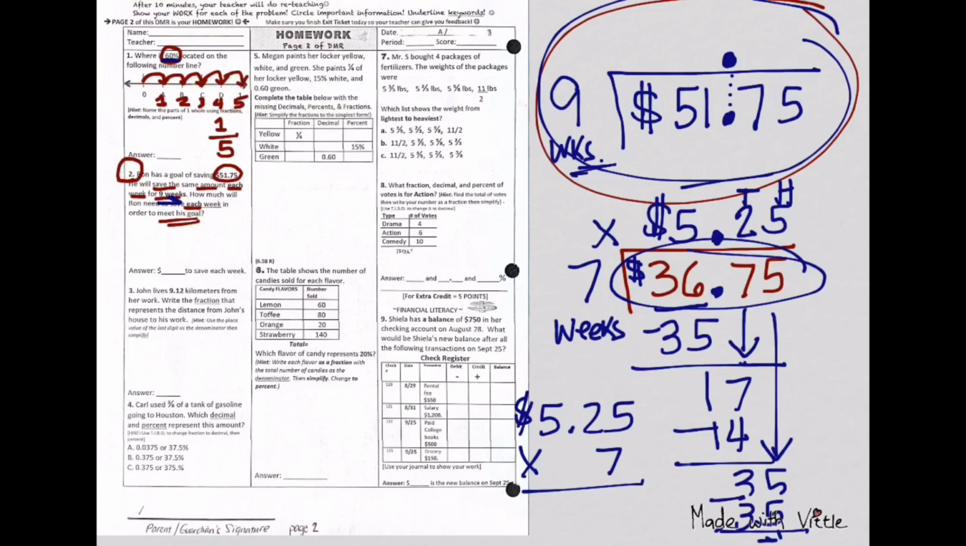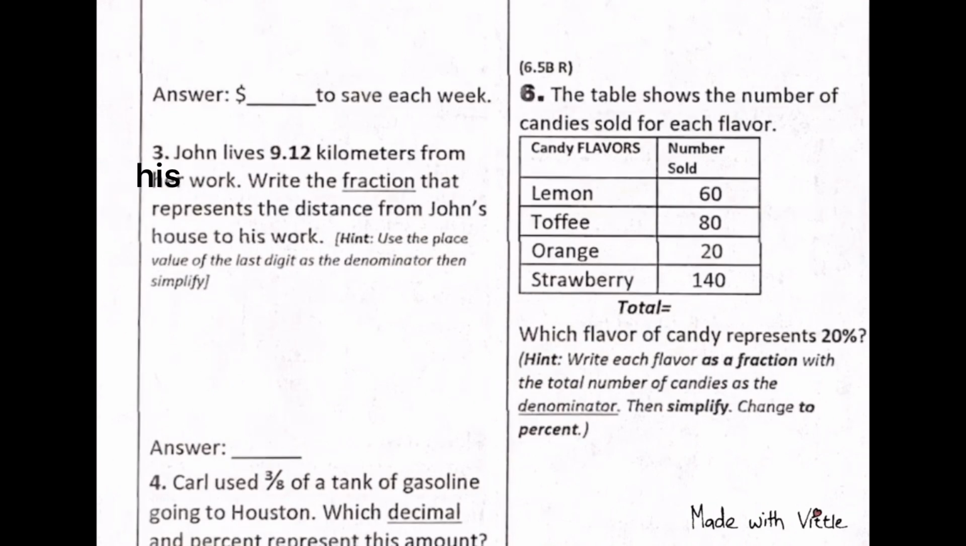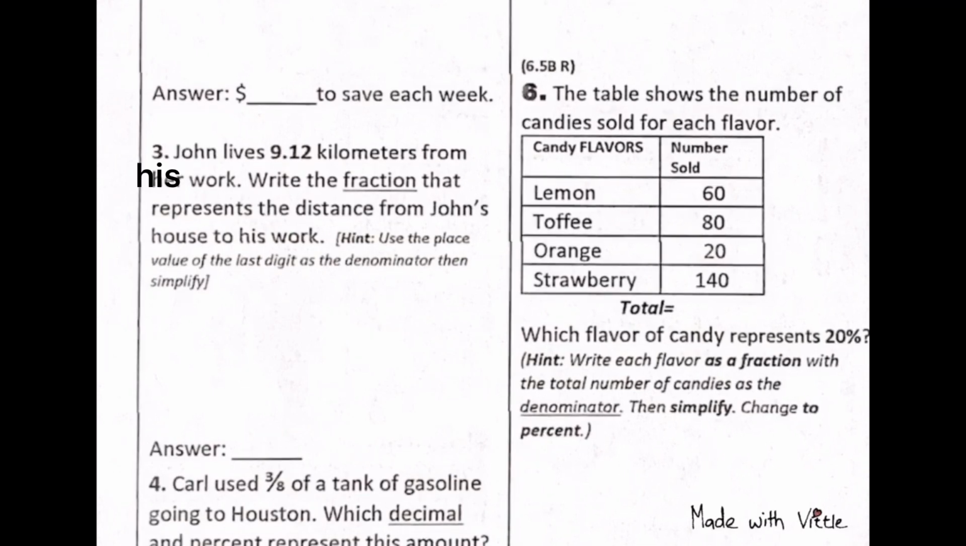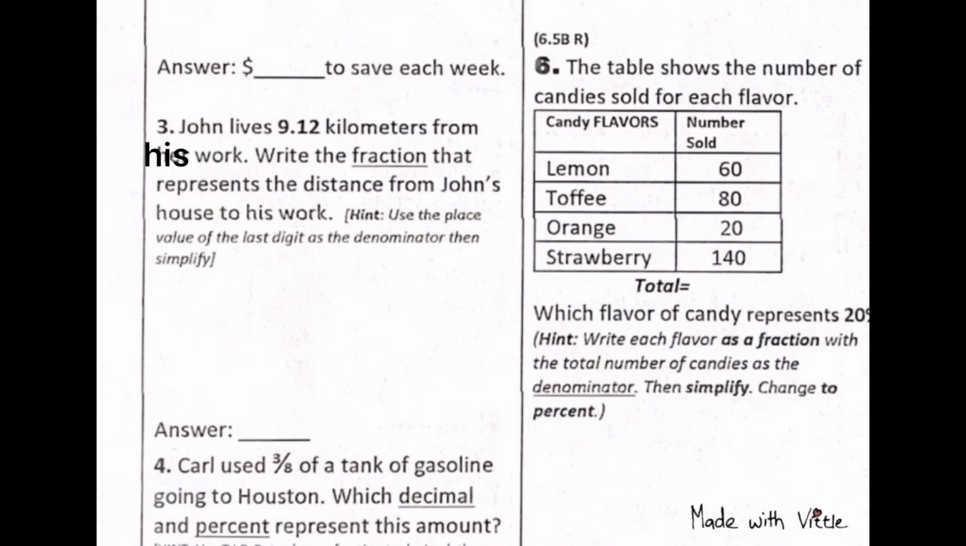Okay? Item number 3, John lives 9.12 kilometers from his work. Write the fraction that represents the distance from John's house to his work. So they want a what? A fraction. What is given is a decimal.